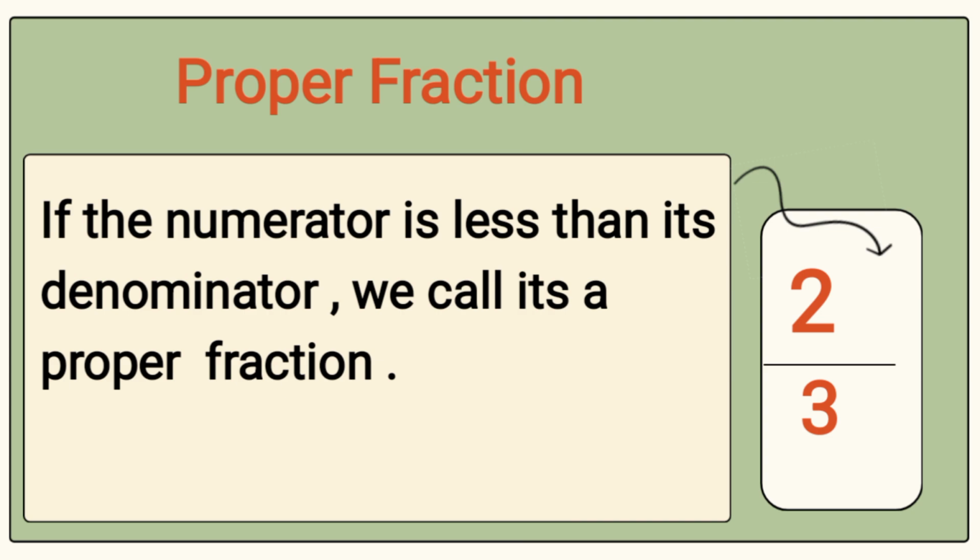Proper fraction. If the numerator is less than its denominator, we call it a proper fraction. Or if the upper value is less than the downside value, it indicates a proper fraction. So here 2 is our numerator and 3 is our denominator.